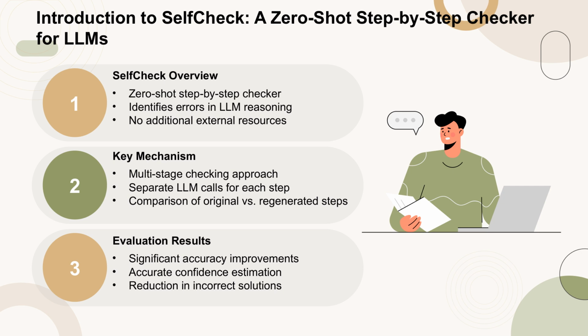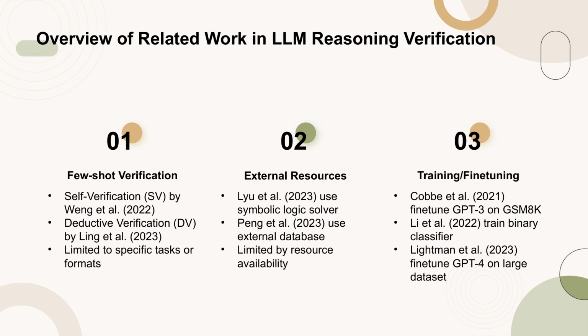In the context of large language models, LLMs, several approaches have been explored to verify the correctness of reasoning steps. One category involves few-shot verification, where methods like self-verification, SV, by Weng et al., 2022, and deductive verification, DV, by Ning et al., 2023, are used. However, these are often limited to specific tasks or formats. Another approach involves using external resources, such as symbolic logic solvers by Liu et al., 2023, or external databases by Peng et al., 2023, but these are constrained by the availability of such resources.